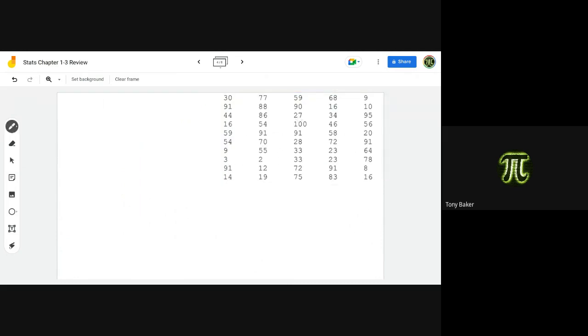All right, so we got numbers from 1 to 100. So my stems are going to be 0, 1, 2, 3, 4, 5, 7, 8, 9, and 10.